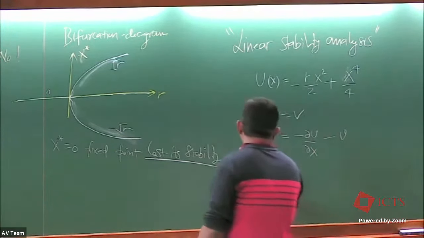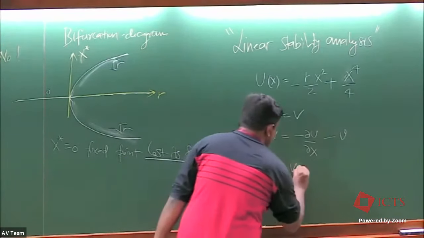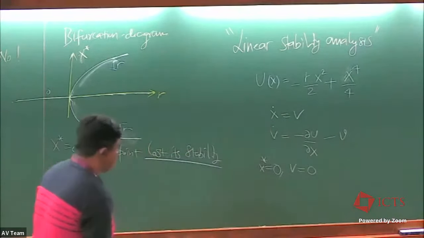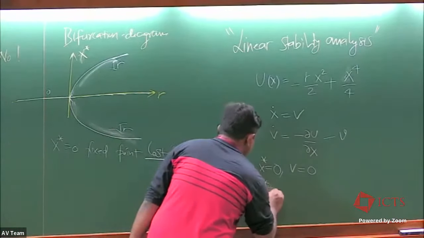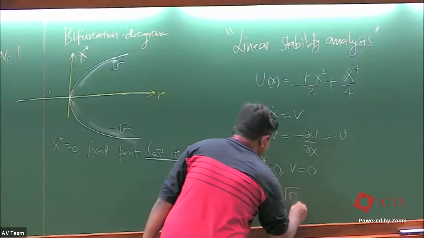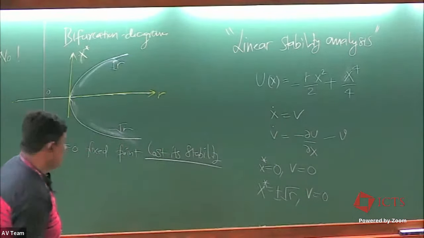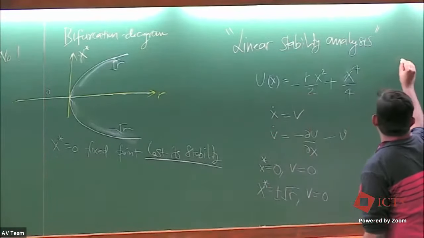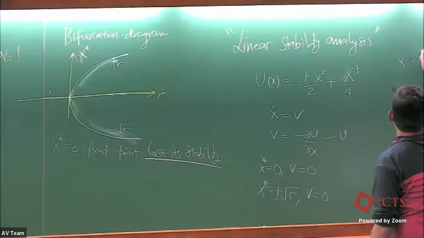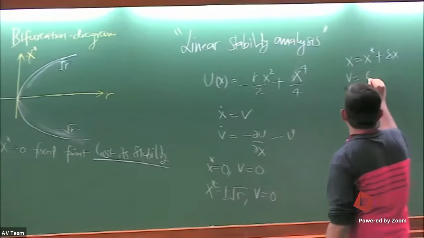Again, the fixed points are at x equal to 0, one fixed point, but this time also with v equal to 0. And the other two fixed points, x star equal to plus minus root r, but again with v equal to 0. So do the perturbations again. You can do x equal to x star plus delta x, and v equal to v star, which is 0, plus delta v.